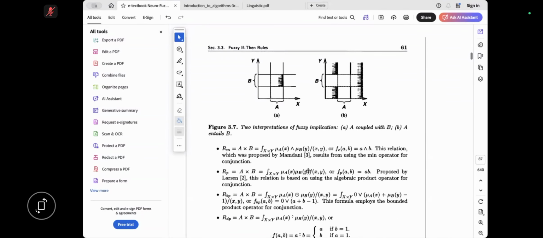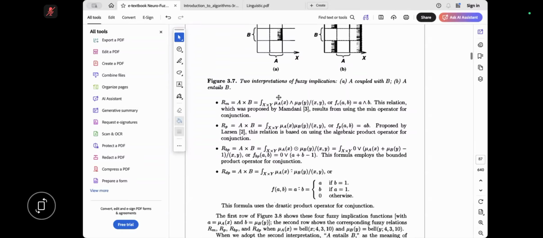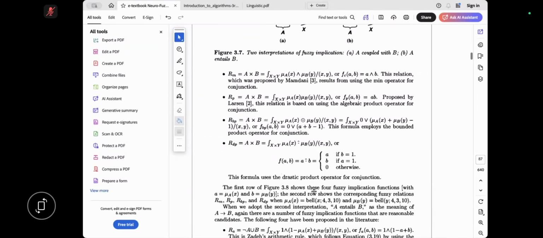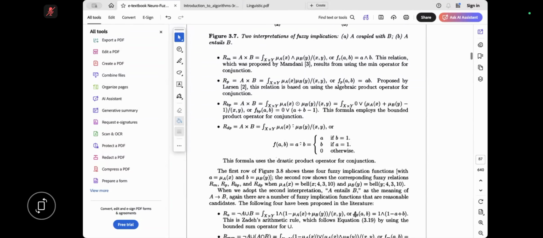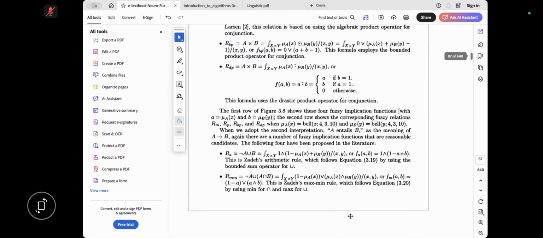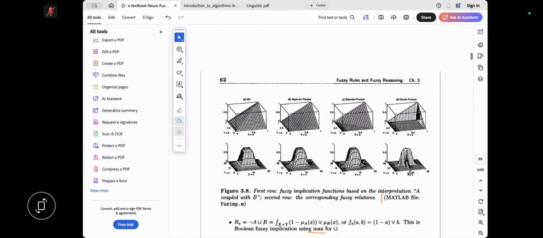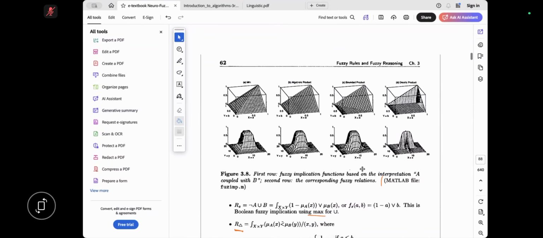Then comes the coupled formula, which is this. It is T-norm, already explained, and you have also implemented this. I am just showing what is there in the book. So instead of Gaussian, it has taken Bell over here and tried to implement this in the graph. Okay.